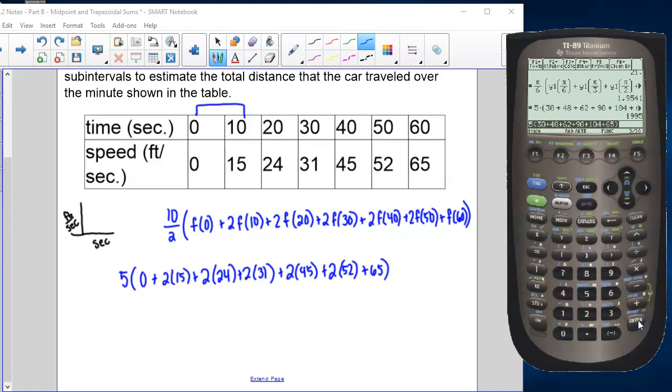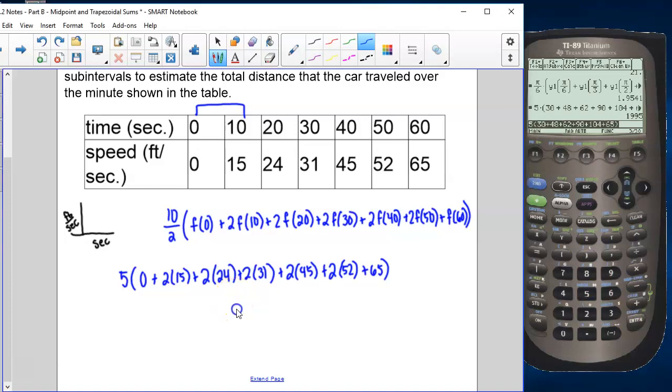And we should get 1,995 feet. I think, unless I type something wrong. You might want to double check me on that. But this is much easier to feel pretty confident that you've typed it in right than the last problem. So this is usually what you see on the actual AP exam.